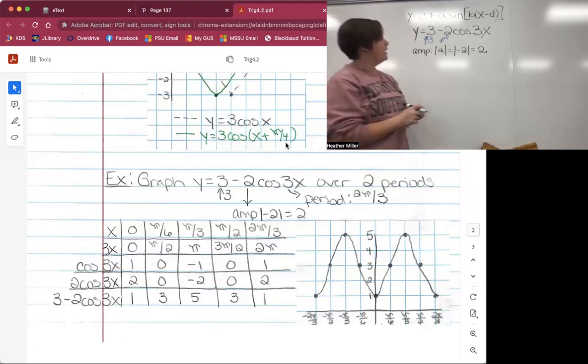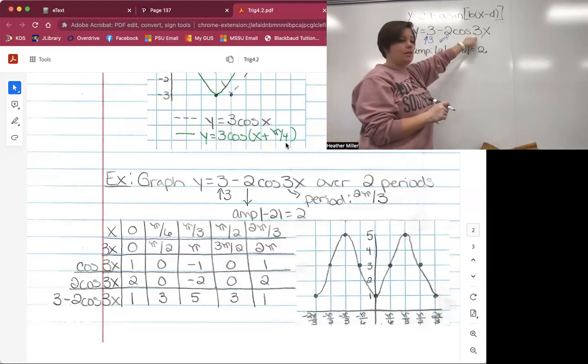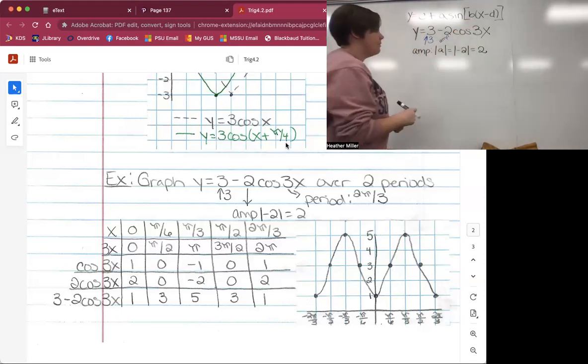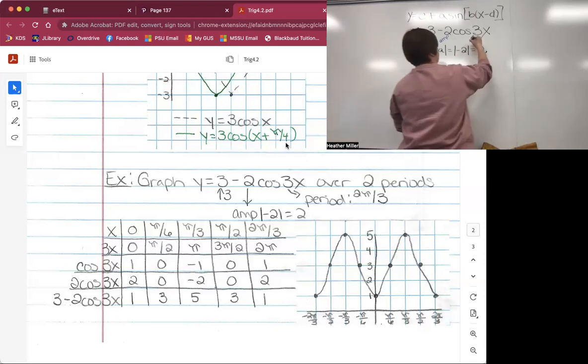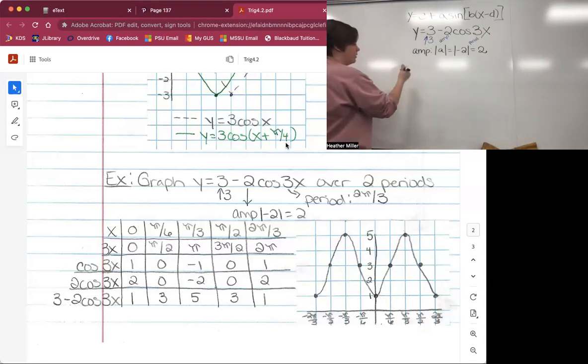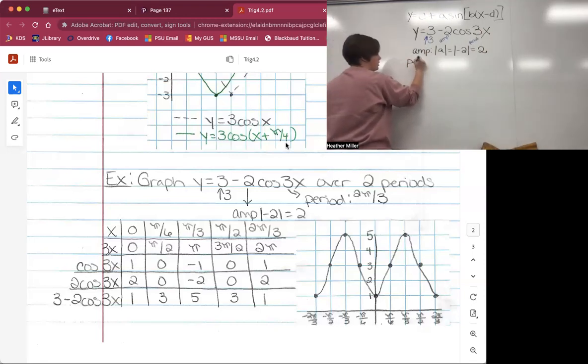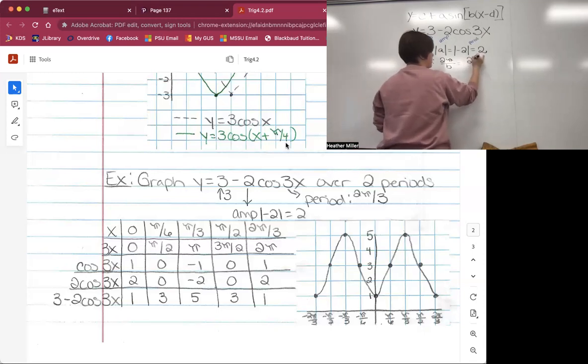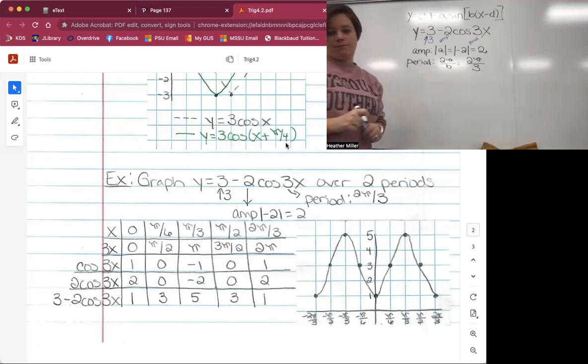The next number I hit is the 3 that's in here. Notice that corresponds to my B. This affects my period. This is my horizontal stretching and shrinking. So my period is 2 pi over B, in this case, 2 pi over 3.